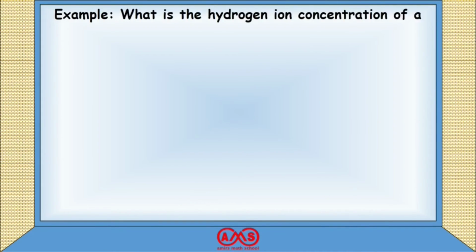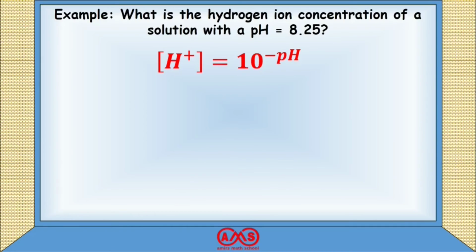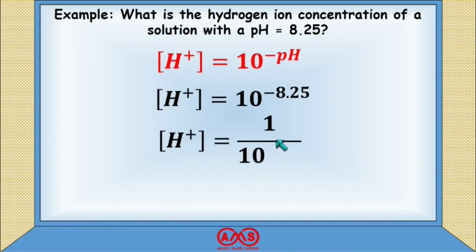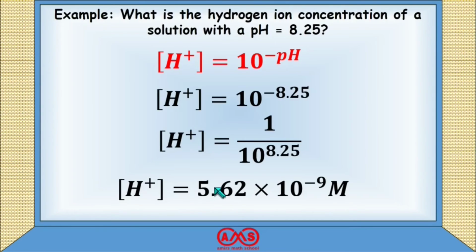Let's see one example. What is the hydrogen ion concentration of a solution with pH 8.25? So using the equation, that is H plus equal to 10 to the power minus pH, if we just substitute the value of pH here, that is H plus equal to 10 to the power minus 8.25, which is equal to 1 by 10 to the power 8.25, which is equal to, we can write 5.62 into 10 to the power minus 9 mole. Using this equation, we can easily find the value of hydrogen ion concentration. That value is 5.62 into 10 to the power minus 9 mole.